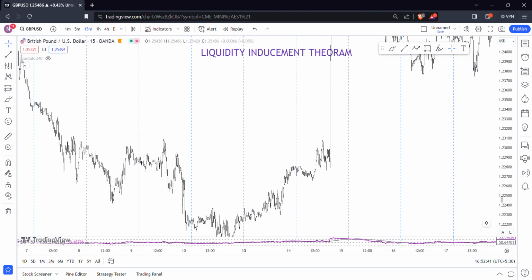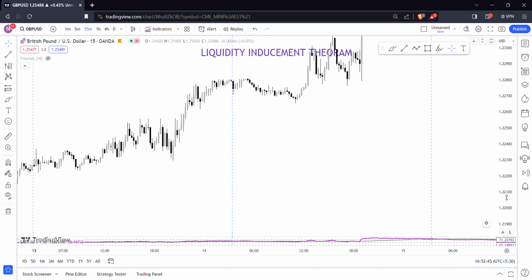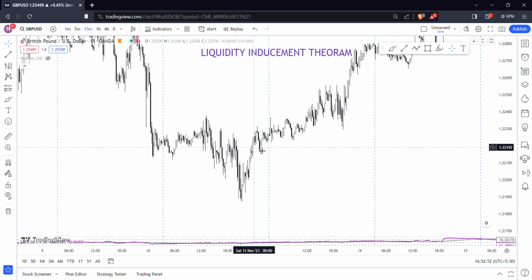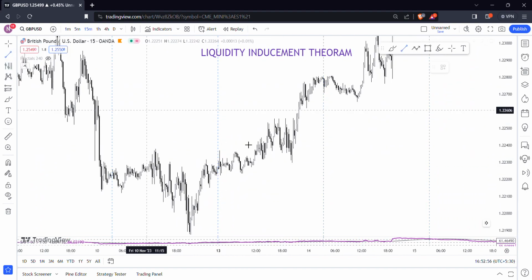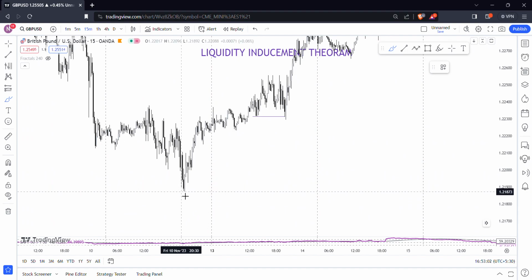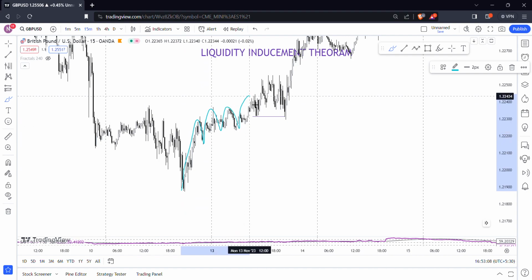So I will show you some examples in this trend. Here, if you see, the trend has started here. This is the break of structure. It's going up, going up, going up. So you should wait for the liquidity sweep and then enter. If you see here, the trend is moving like this, like this, like this. Higher highs, higher lows.